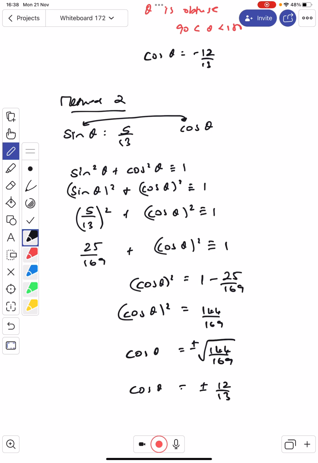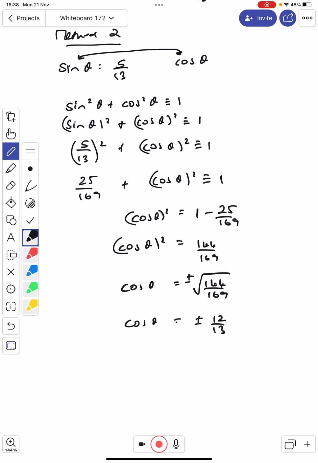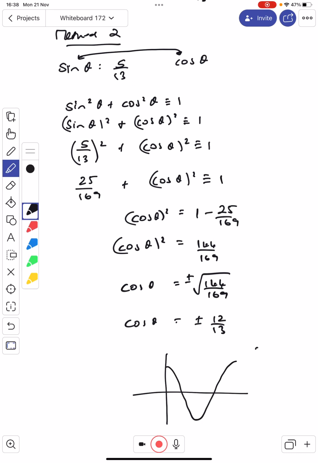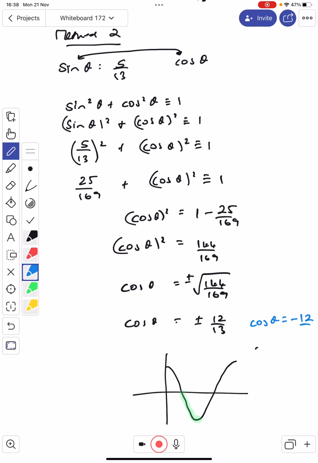Right, now we need to determine whether it's the plus or the negative value. Now, this last bit is really the same as what we did in the first method. So we go back to our cos graph, and we know that theta is obtuse, so we know that theta is going to be between 90 and 180, which is here. Because that is negative, we know that cos theta must be the negative answer, so negative 12/13. Okay.